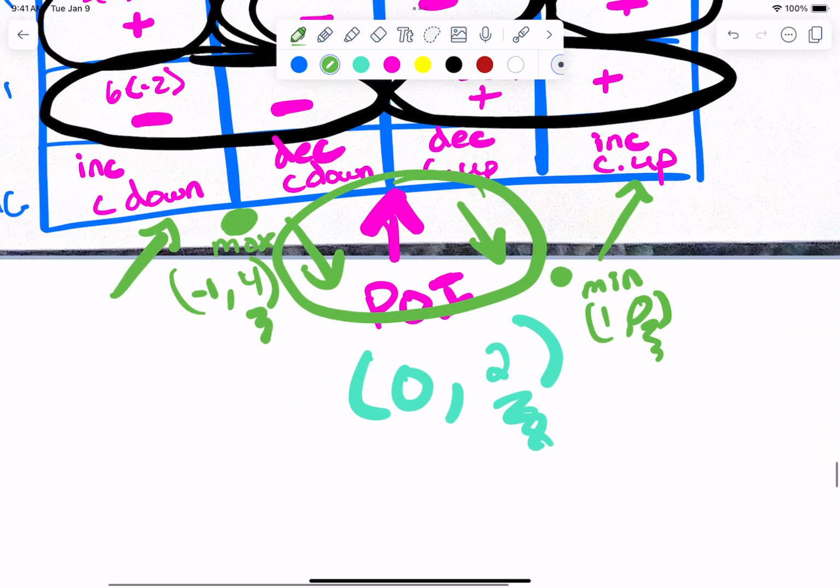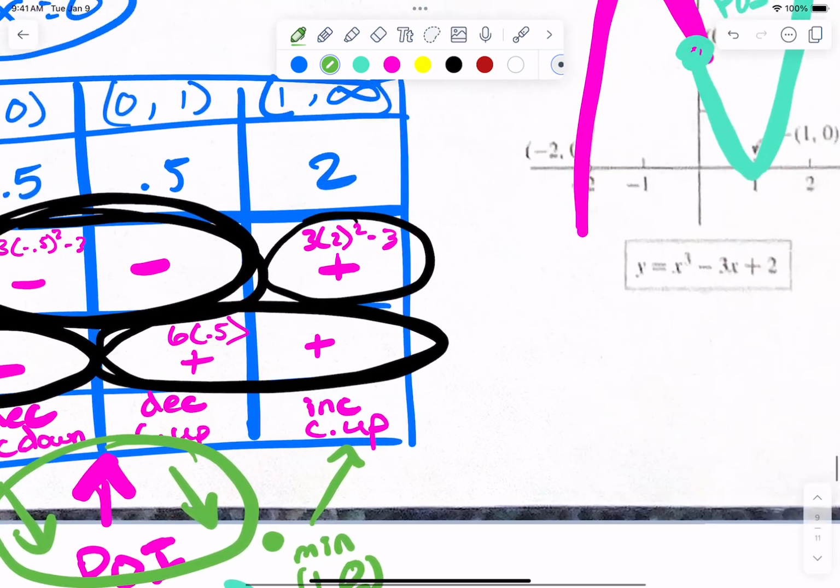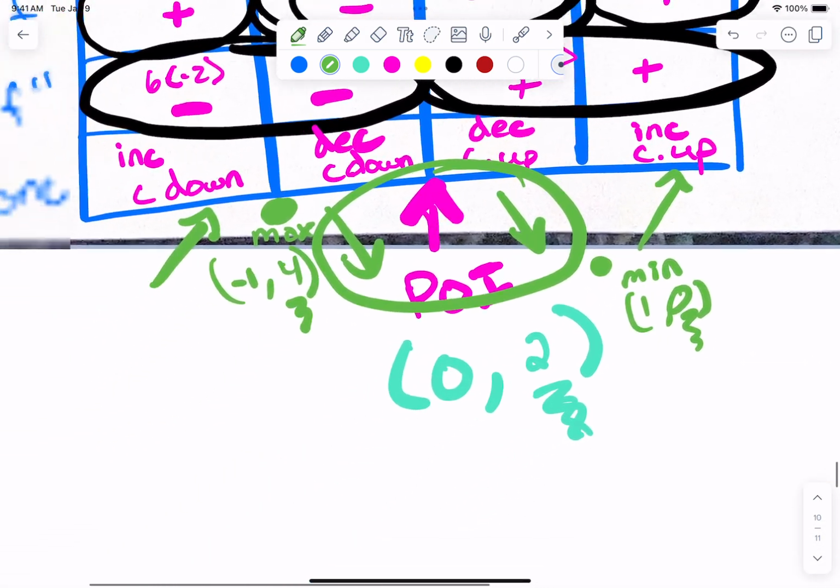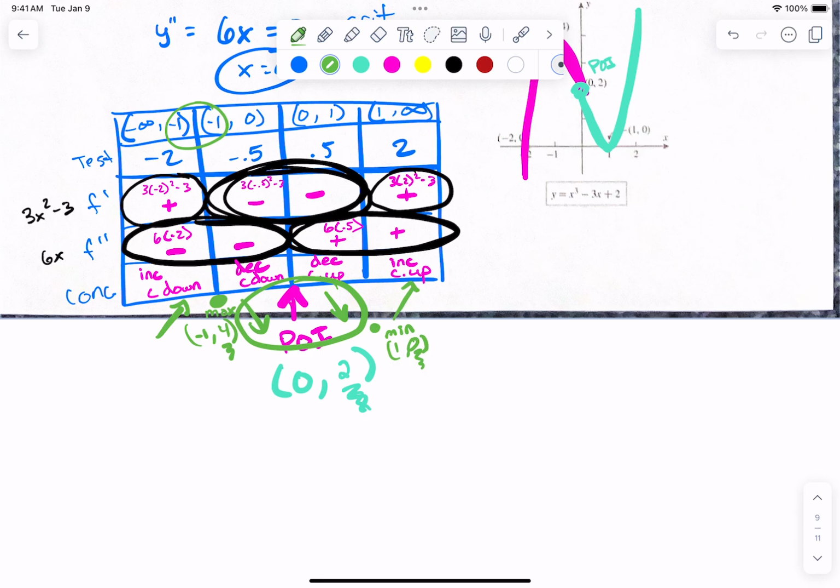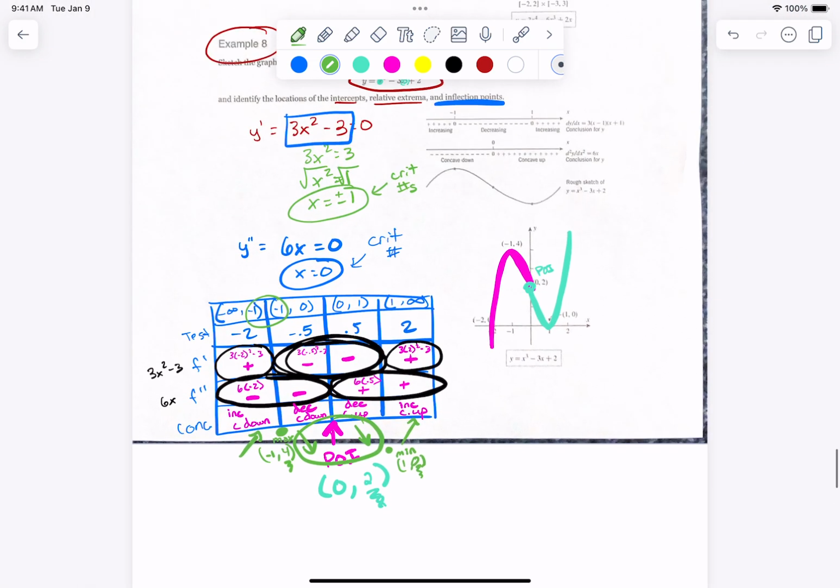Wait, how do we figure that out again? We plugged -1 and +1 into the original to find the y coordinate. We don't need to. We're not going to. We cheated and looked on the graph. We don't need to do that.